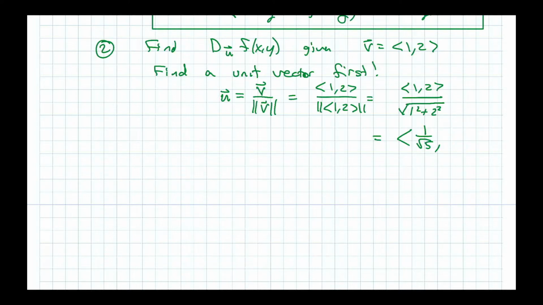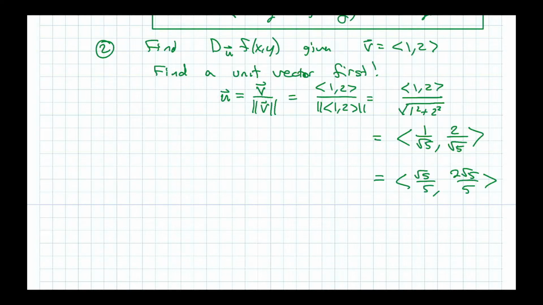Let me rewrite that. Kind of cheated here, right? So that's square root 5 in the denominator there. You can rationalize the denominator if you want to. I guess I will. Why not? If you rationalize the denominator, you're going to get square root 5 over 5 and 2 square root 5 over 5. Okay, so there you go.